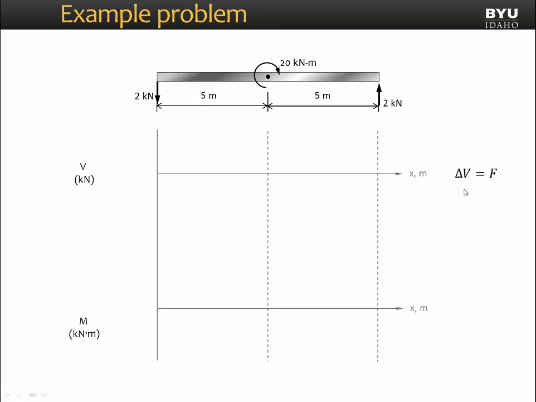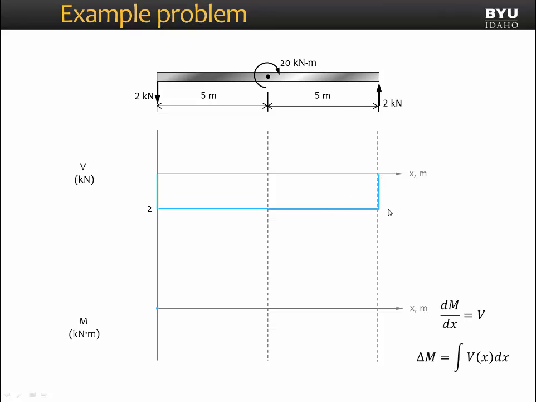We will begin with this rule, which is that we have an abrupt jump in our shear diagram equal to a point load. So right here at x equals 0, we see a jump down to negative 2 kilonewtons. We remain constant over the next 5 meters. Now at this point, we have a point moment applied. What does that point moment do to our shear diagram? Well, the answer is it does nothing. We continue straight through at a constant negative 2 kilonewtons till we get to the right side of the beam, where we have a reaction force of 2 kilonewtons that bumps us back to 0.